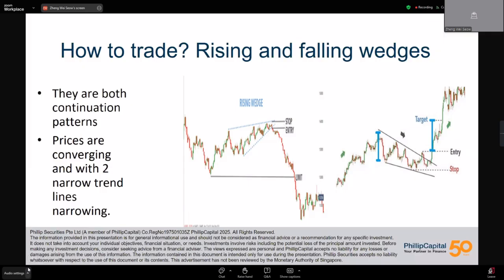Of course, there are cases where, as I said, it reverses on them. But we still want to keep it a little bit safe to stay in the market, so we want to wait for price to break out. Next up.